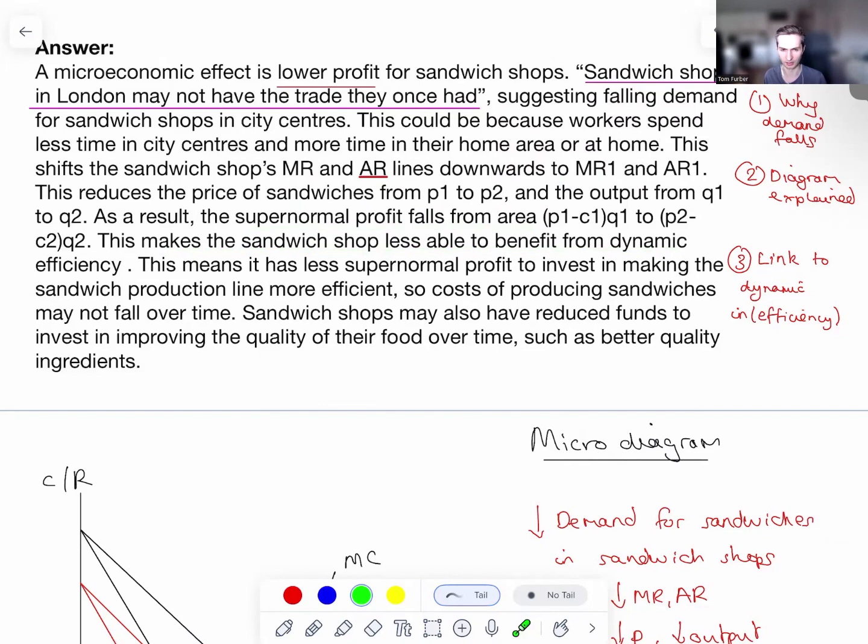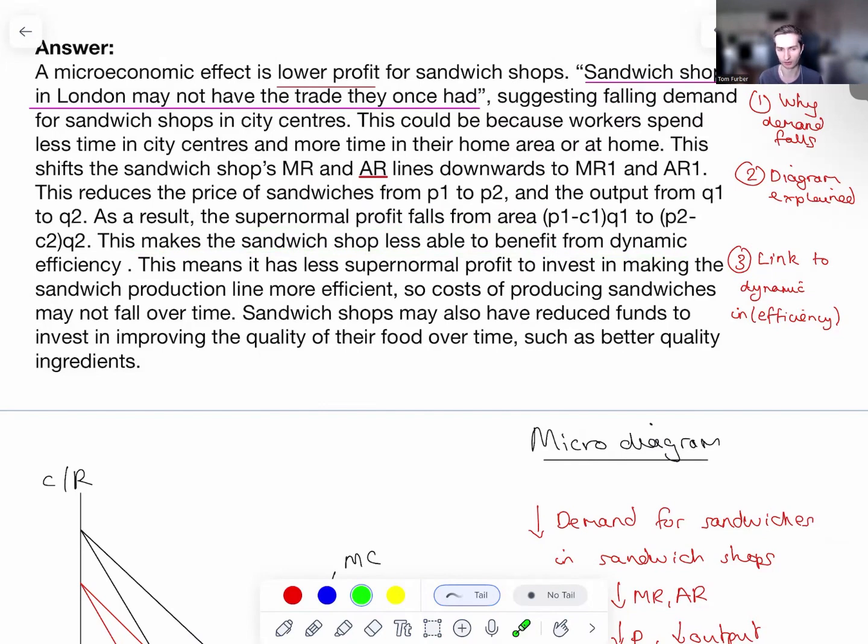After the diagram, we'll then explain the link to dynamic efficiency. So this makes the sandwich shop less able to benefit from dynamic efficiency. This means it has less supernormal profit to invest in making the sandwich production line more efficient, so the cost of producing sandwiches may not fall over time. Also, it could have an effect on the quality of sandwiches.